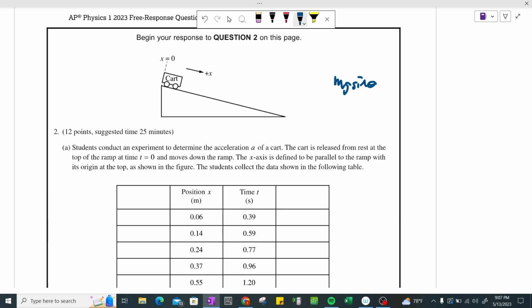The x-axis is parallel to the ramp. So that's kind of what I've always taught in my classes. We kind of invert the axes. So this is our positive y direction. That would be our normal force as well, whereas our weight acts at a slight angle to that. The x-axis is defined to be, and the origin is at the top.